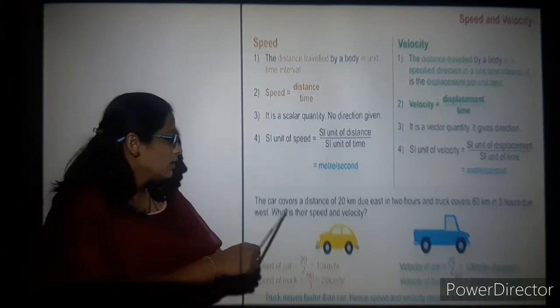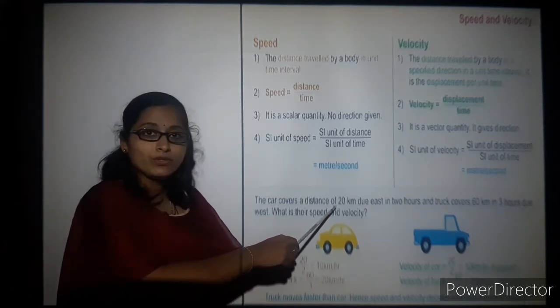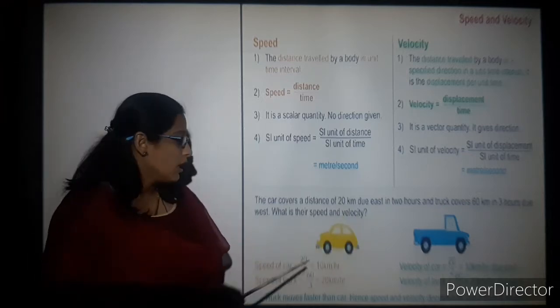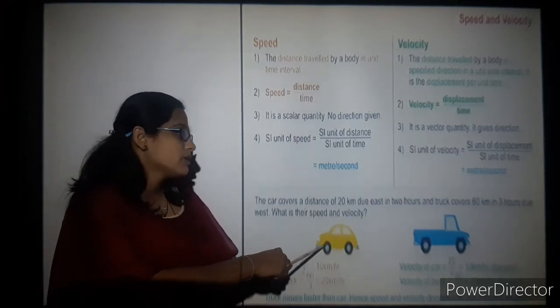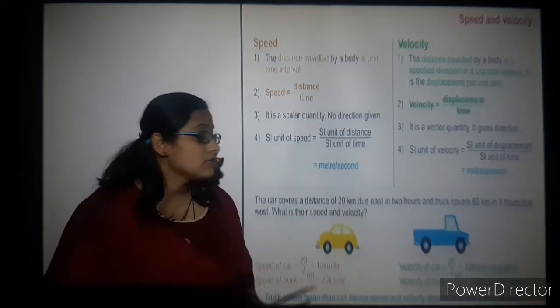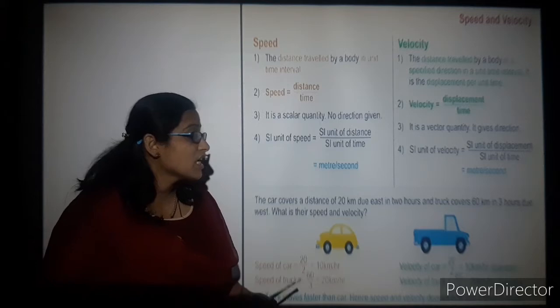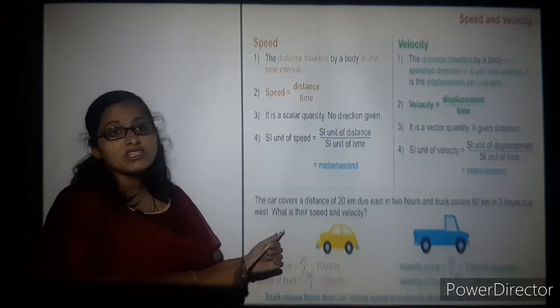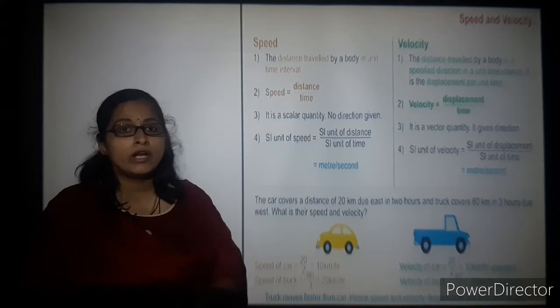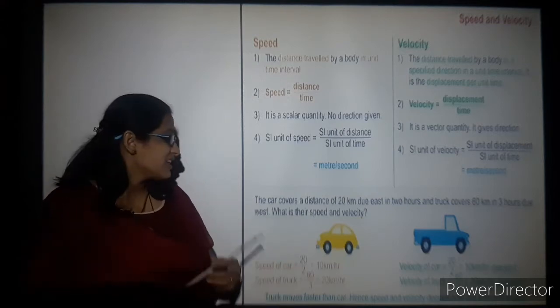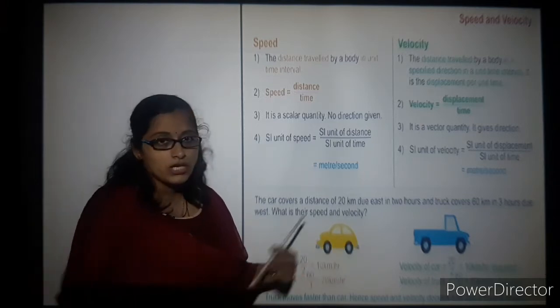A car covers a distance of 20 km due east. The car covers 20 km due east in how many hours? It's 2 hours, and a truck covers 60 km in 3 hours due west. So what is their speed and velocity? You need to find the speed and velocity with respect to the car and also the truck.